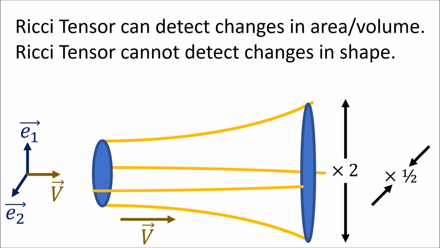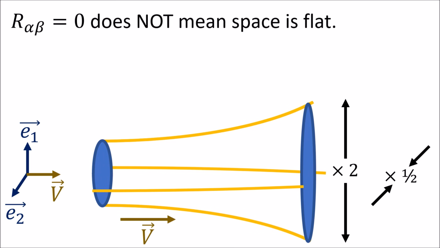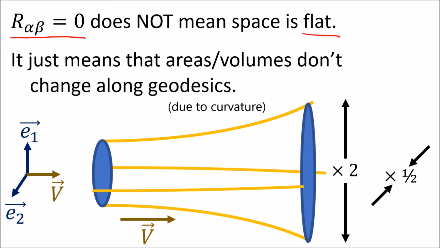Here, even though the shape of the circle has changed, the overall area has not changed, so the Ricci curvature here would be 0. So this is a very important point. The Ricci tensor being 0 does not mean our space is flat. We can have a 0 Ricci tensor and still have a curved space. A 0 Ricci tensor simply means the curvature of space doesn't result in volume changes when we move along geodesics. But the curvature of space can still cause changes in shape when we move along geodesics.